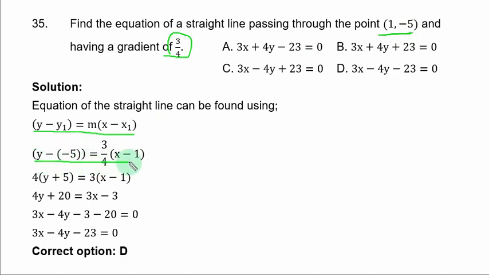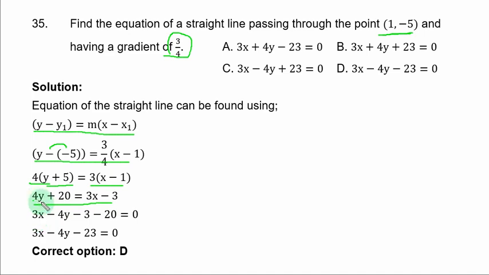You clear the fraction by using 4 to multiply through, hence you have 4 bracket open, minus is plus. So you have y plus 5 equal to 3 into x minus 1. If you open the bracket with their respective coefficients, you have 4y plus 20 equal to 3x minus 3. Looking at the options, you have to move all the terms to one side for it to have 0 at the right hand side.